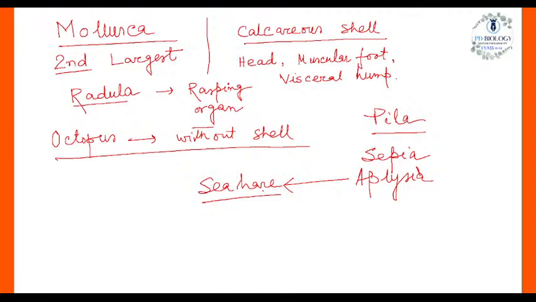So mollusca, the second largest group, terrestrial or aquatic, marine or freshwater, bilaterally symmetrical triploblastic coelomate animal with calcareous shell, unsegmented body and distinct head, muscular foot and visceral hump are there. Radula is their rasping organ. Octopus is without shell. Pila, sepia and aplysia, the sea hare, are the prime examples of mollusca.